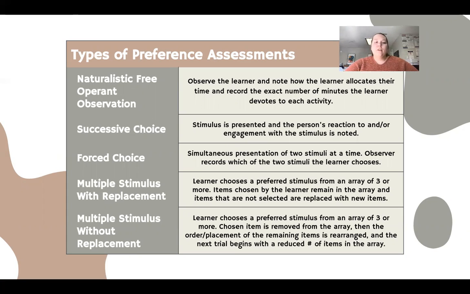So naturalistic free operant observation, goodness, it's a mouthful. That is when you would observe the learner and then know exactly how they're allocating their time. So for example, you could be in a classroom and observing a client and noticing which items they're leaning towards and how much time they're spending with that exact item or activity.